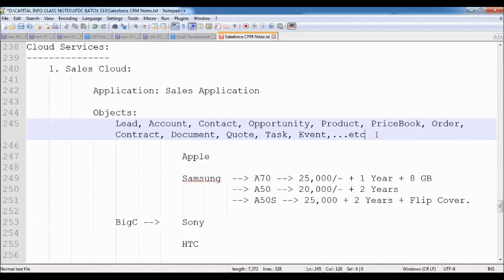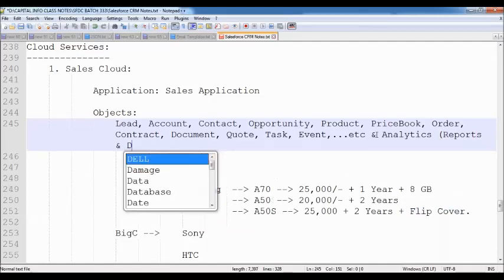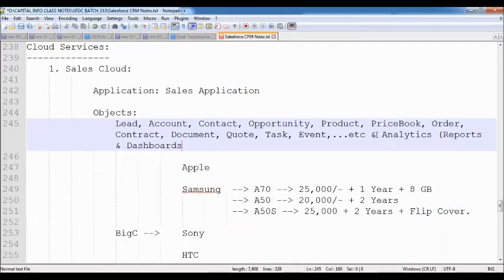Along with that, Salesforce is providing a feature called analytics. As part of analytics, we have two features. First one is reports and second one is dashboards. These are the two features available as part of analytics.